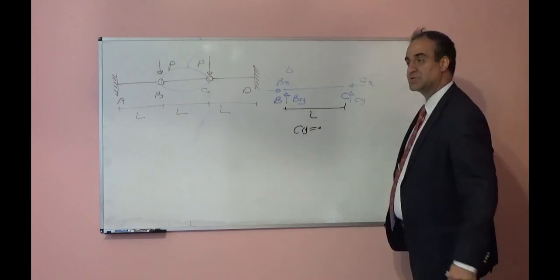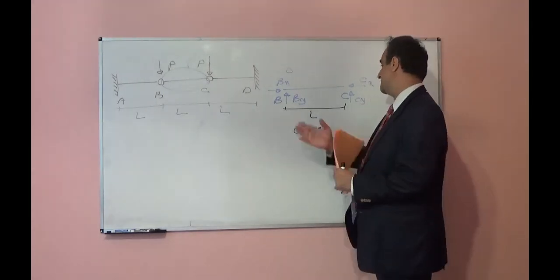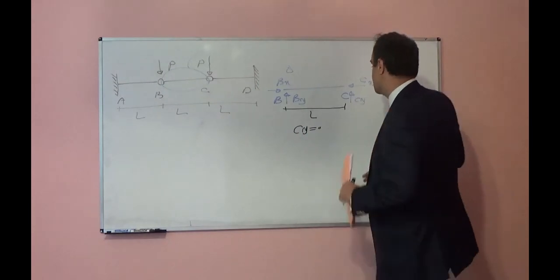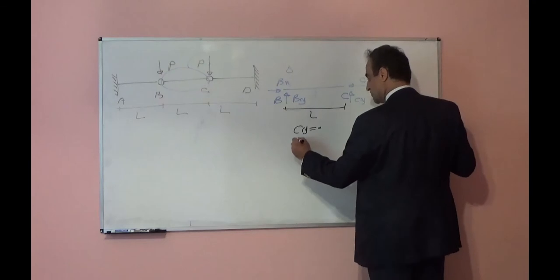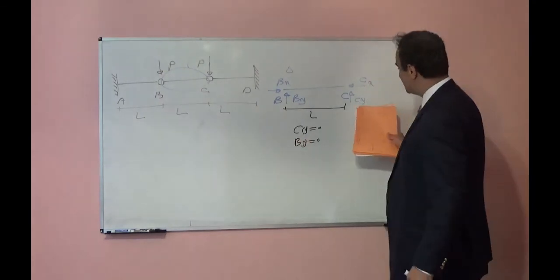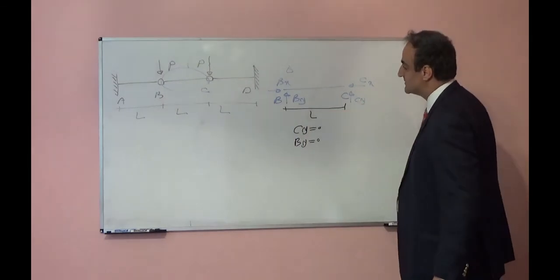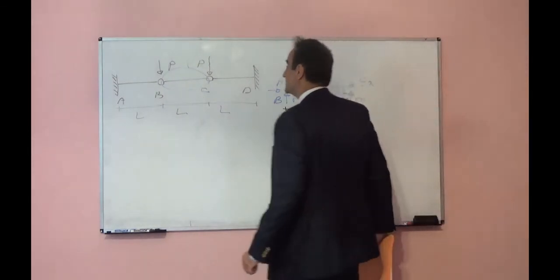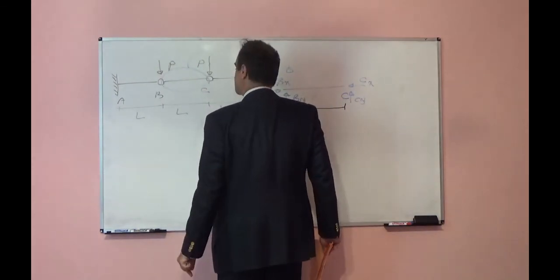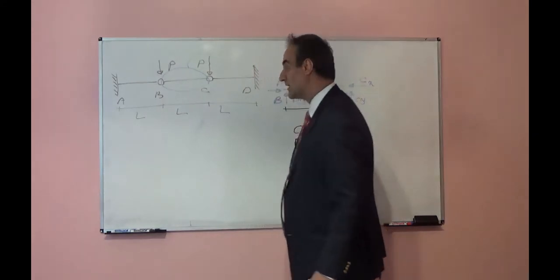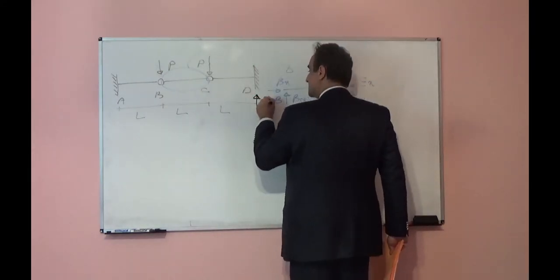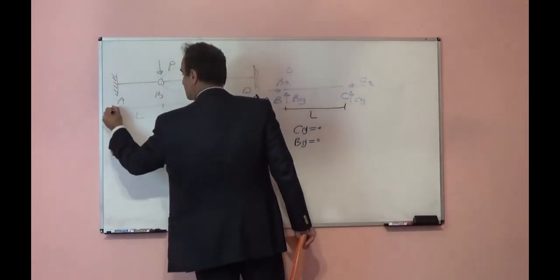If I write summation of forces in the vertical direction, By plus Cy is equal to 0 because there is no external load in the BC part. So By is equal to 0. So you see, Cy is equal to 0 and By is equal to 0. So the contribution of BC from this load is 0. It will not have any contribution. So this P will transfer here. This P will transfer here.